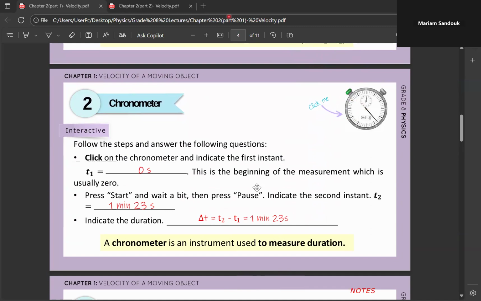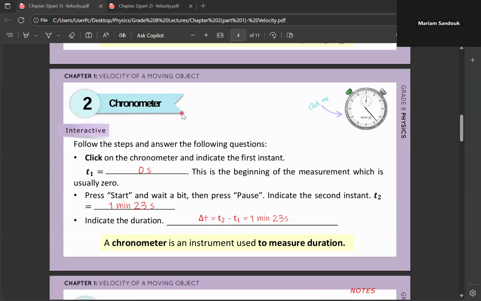The instant is simply measured by the clock. You look at the clock. For example, now it's 4:54, so this is the instant. I'm looking now at my watch, so I use the watch to see the instant. However, if we want to measure the duration, we use something called the chronometer.